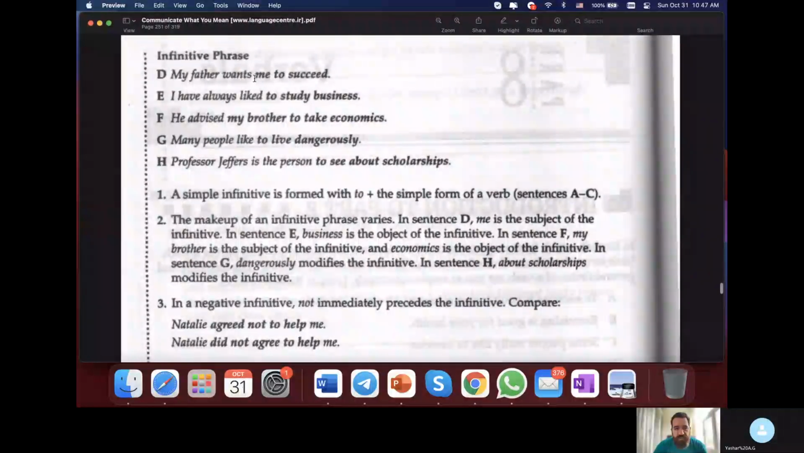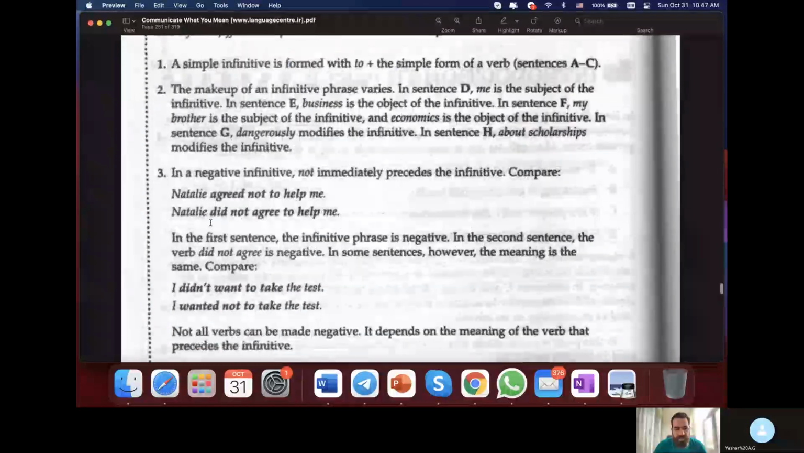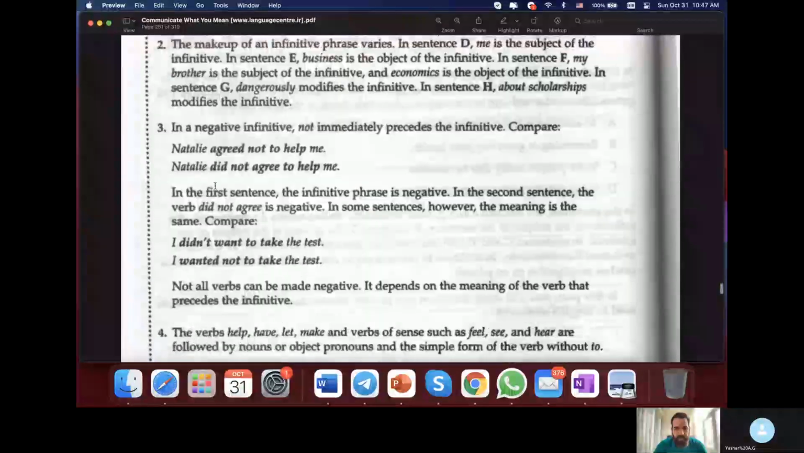My father wanted me to succeed. "Me" is the subject of the infinitive. In sentence E, it is not important, don't bother. In negative infinitives, we say "not to." Natalia agreed not to help. We don't say "Natalia agreed don't to help." Not to help me. Or Natalia did not agree to help me.